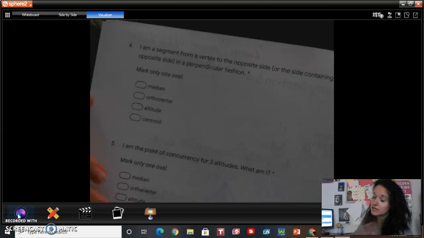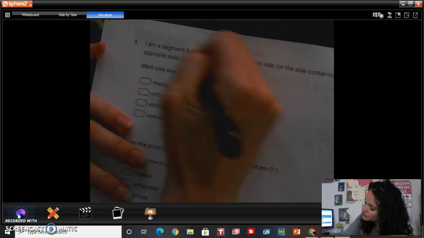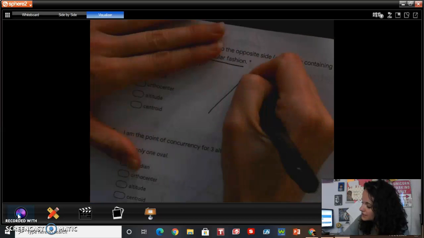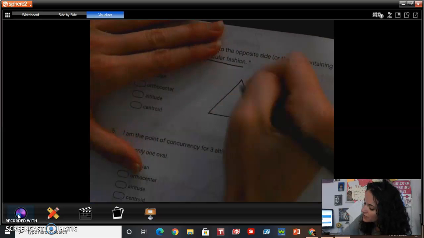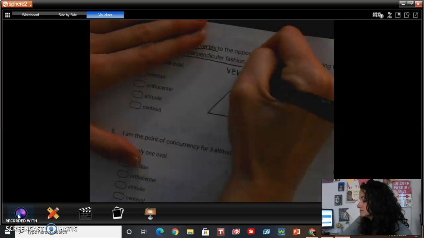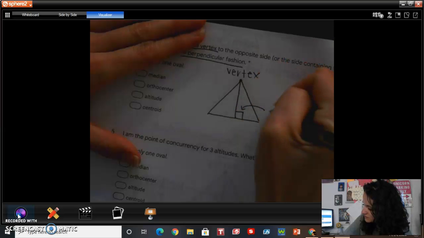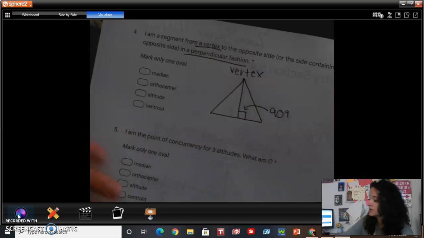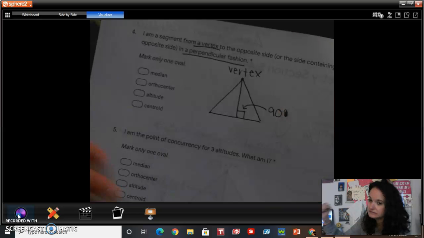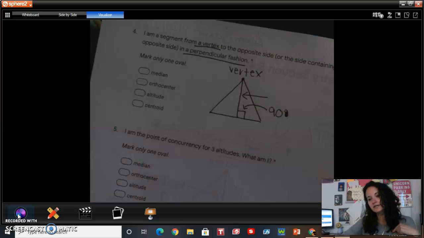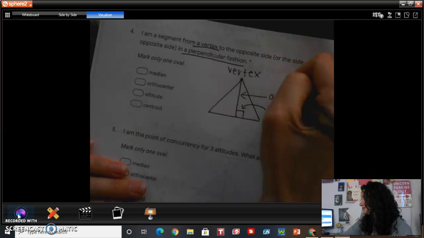Next, we have a segment from the vertex to the opposite side, or the side containing it, in a perpendicular fashion. So if we're just talking about being in a perpendicular fashion, so we're talking about a triangle, and we're going again from a vertex straight down at a right angle. Now, I don't know why I put a degree sign as a 9. Silly. Now this segment here, because it goes straight down, it's got a lot of attitude, so it's an altitude. At least that's what I tell myself.